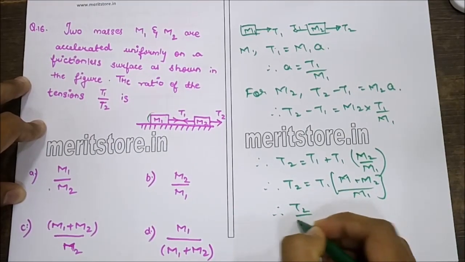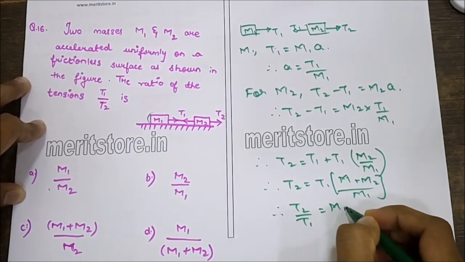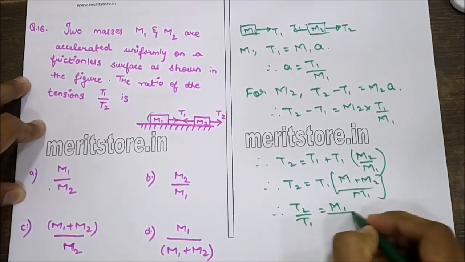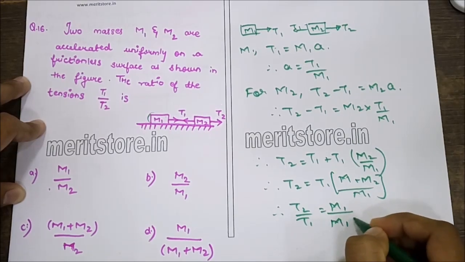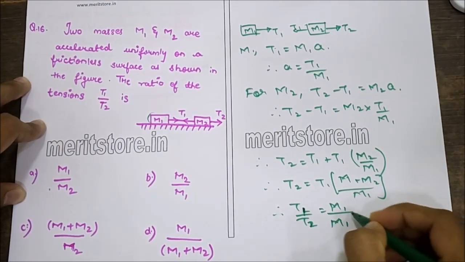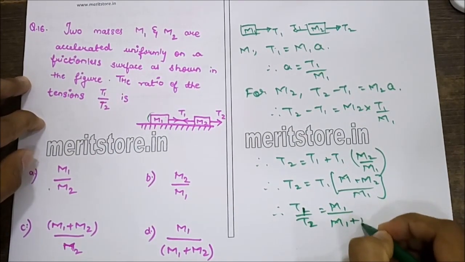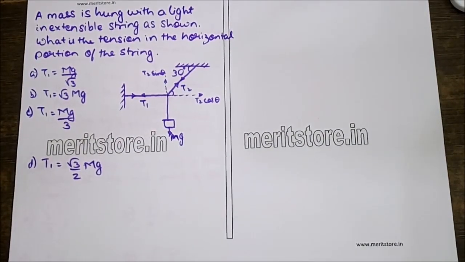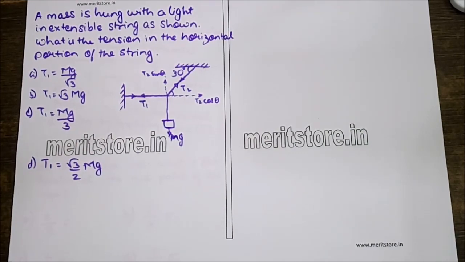Therefore, T1 by T2 is nothing but M1 upon M1 plus M2. Hence option D is the correct answer. A mass is hung with a light inextensible string as shown. What is the tension in the horizontal portion of the string? The options given are mg by root 3, mg, mg by 3 and root 3 by 2 mg.